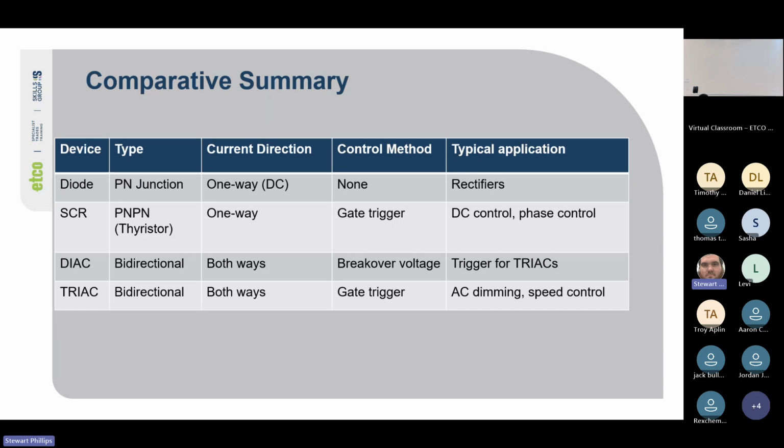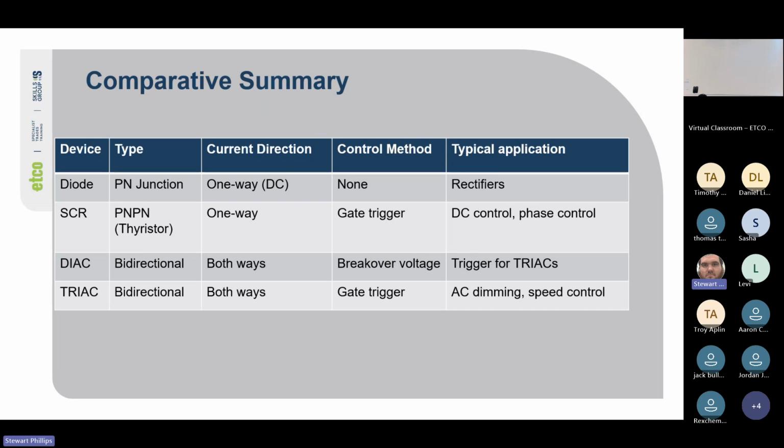SCR, or silicon controlled rectifier, is a PN-PN junction, also known as a thyristor. It is a one-way device. Its control method is a gate trigger, and it is used for DC control and phase control. Whereas a diac is bidirectional, it conducts current in both ways, and its control method is its breakover voltage. And the typical application is triggering for triacs.